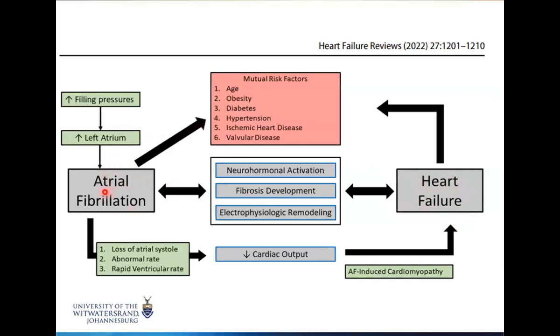If you look at the example of atrial fibrillation, we know atrial fibrillation can cause heart failure, but heart failure, through the remodeling process, often fibrosis and neurohormonal activation, also causes atrial fibrillation. And then you can go in the other direction as well. In atrial fibrillation there is loss of the atrial kick, and tachycardia with abnormal heart rate and rapid ventricular response causes a depressed cardiac output, and then you get atrial fibrillation-induced cardiomyopathy.